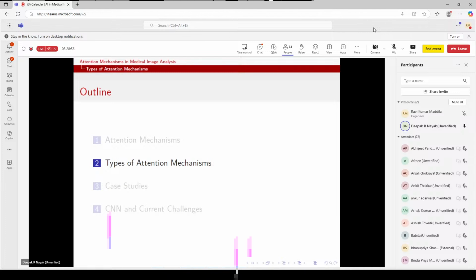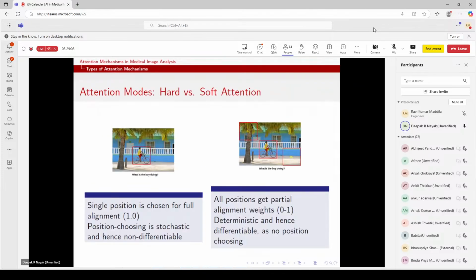Fine. So coming to the types of attention mechanism, just now we have talked about what we mean by attention mechanism and why it is important for us. We have seen that it is important because the model should only focus on the important parts, not on the other parts. So coming to the types of attention mechanisms, you'll find different categories, and it has been divided into multiple types.